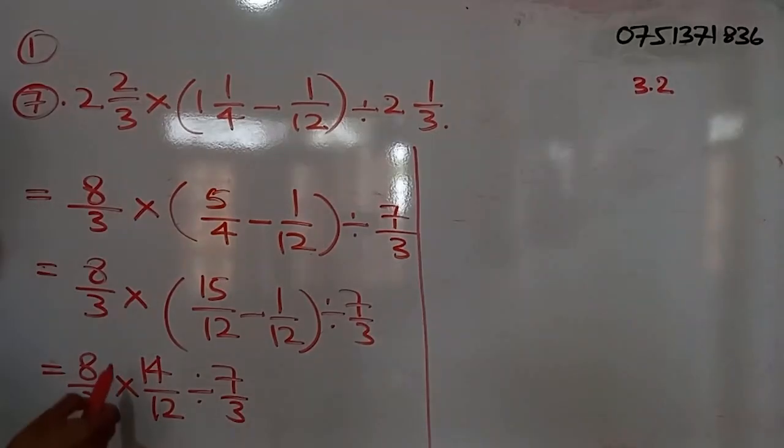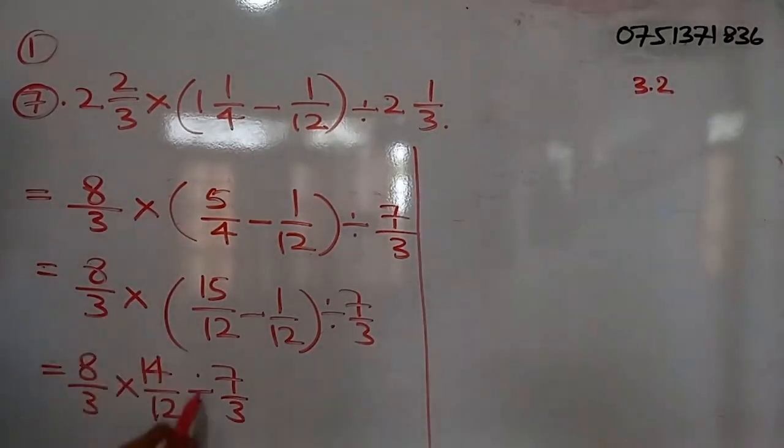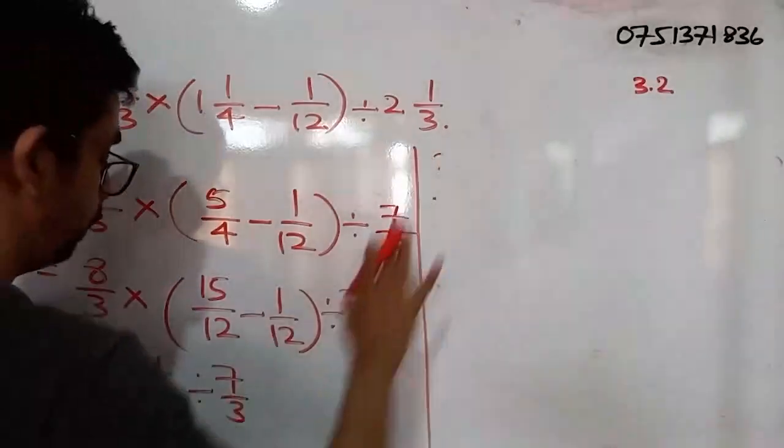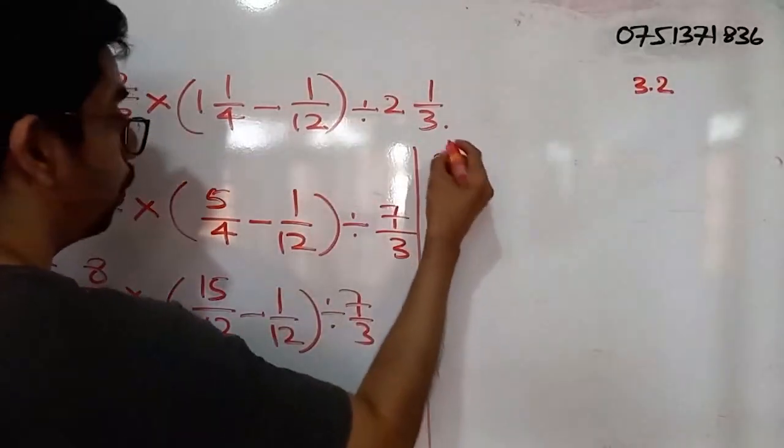So we know multiplication and division, those two mathematical operations have the same priority. So when both of them are present, we have to start the simplification from the left side and work our way to the right side, right? So I will continue the simplification from this side of the board.